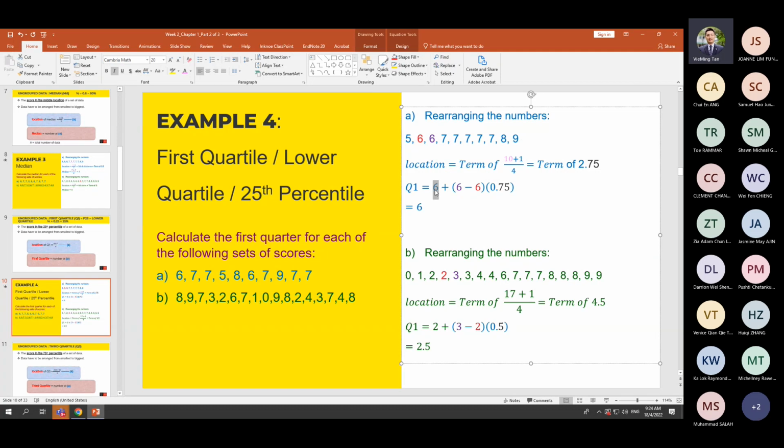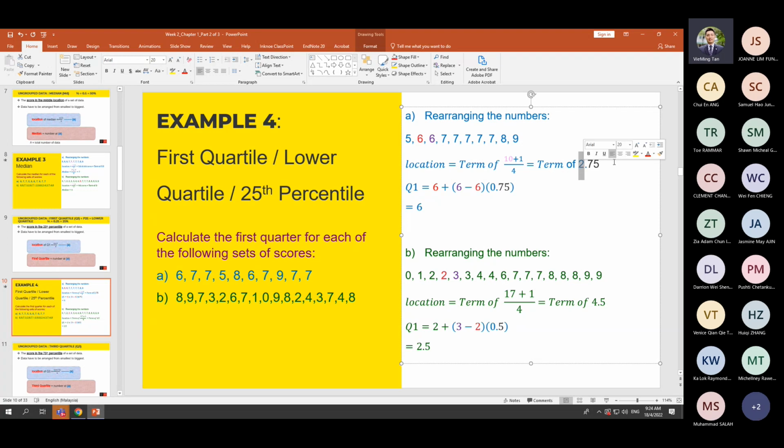I use red color to represent this is from the term 2 value. Term 2 is equal to 6, so put here 6. You may ask, how do we know it's term 2 and not here? Because of this one. It's between term 2 and term 3.